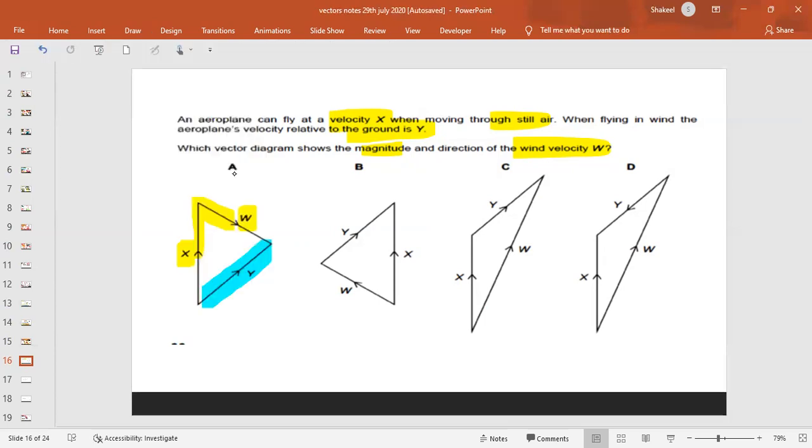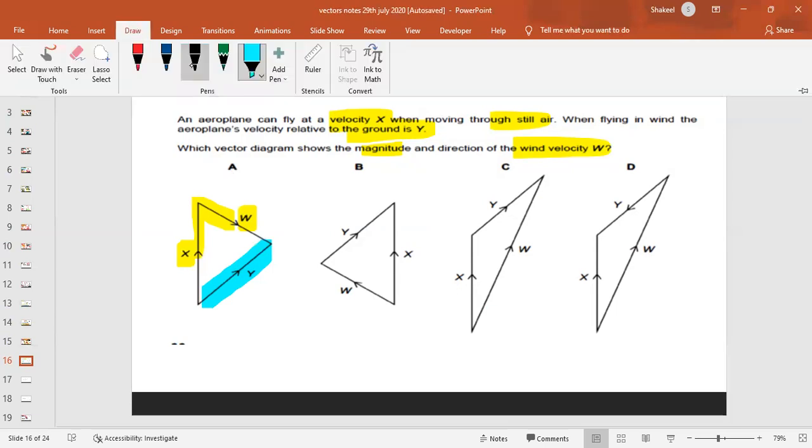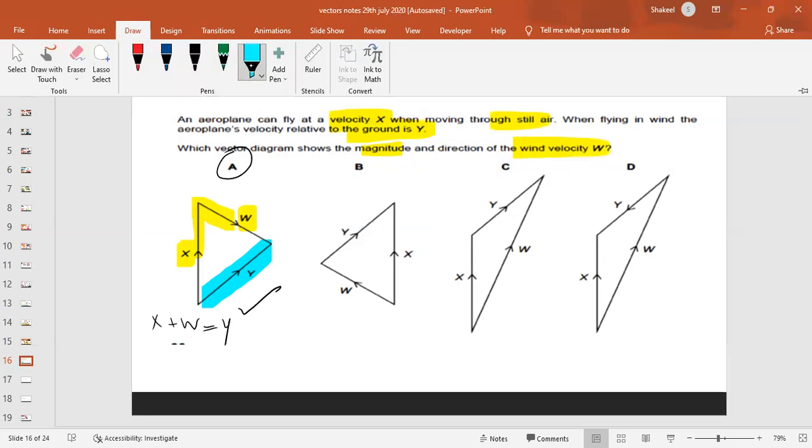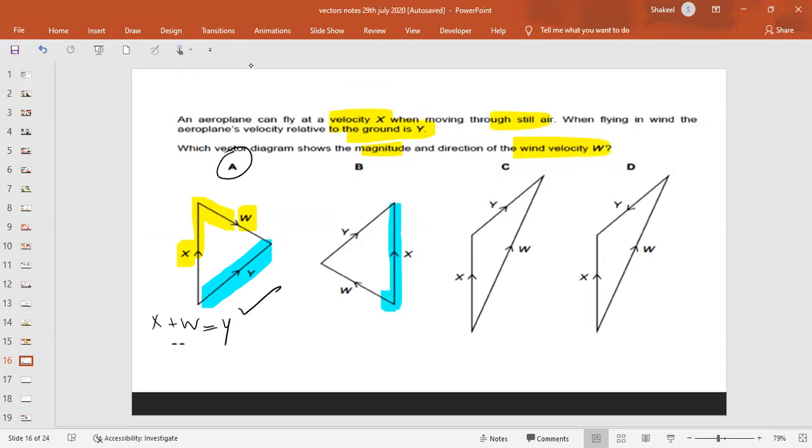This is the resultant. So this seems to be correct because x and w both are arranged in head to tail rule and y is the resultant. So this seems to be correct. But let's just look at the others. So this is x and the wind is blowing this way. So this is not possible.